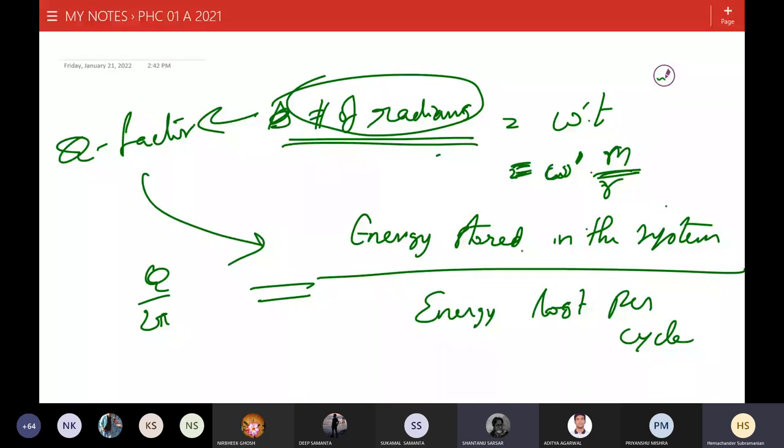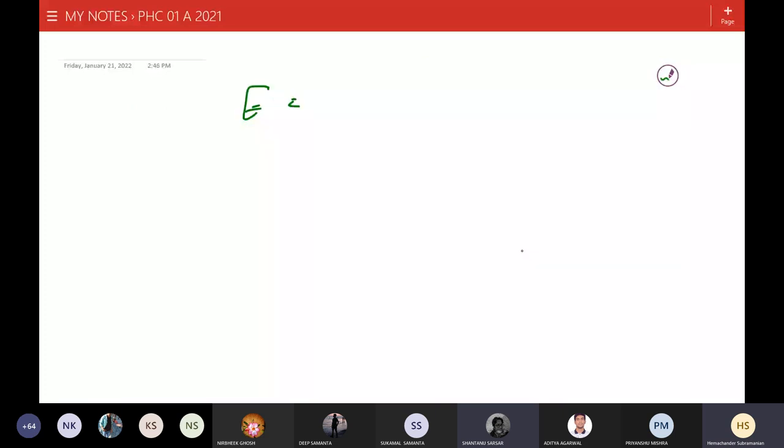So I have given you one definition, which is basically the number of radians that the system goes through before the energy decreases by a factor of E. The other definition is energy stored in the system divided by the energy lost per cycle. How does that work? Let's see how it works. So you start with this equation, E equals E naught, E power minus RT over 2M, right?